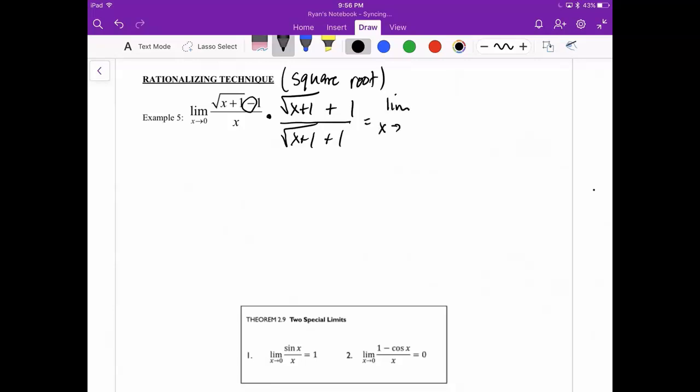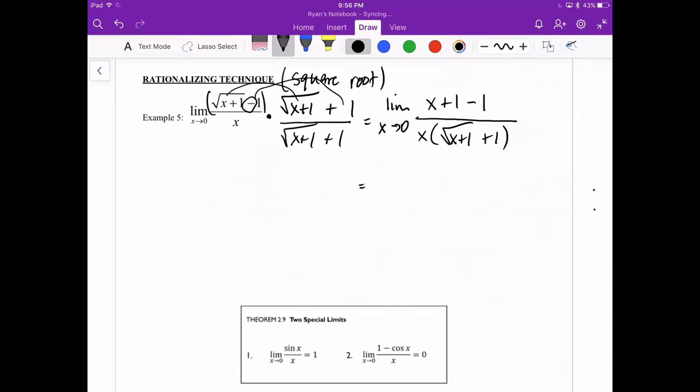The limit as x approaches 0. When I multiply these numerators together, basically what happens is I only have to multiply the first terms and the last terms. And the reason for that is because what I'm multiplying together are conjugates. Okay, so if I multiply the first term, the square root of x plus 1 times the square root of x plus 1 is just x plus 1. And then if I multiply the second terms, negative 1 times positive 1 is a negative 1, all over x multiplied by that conjugate. So square root of x plus 1 and then plus 1.